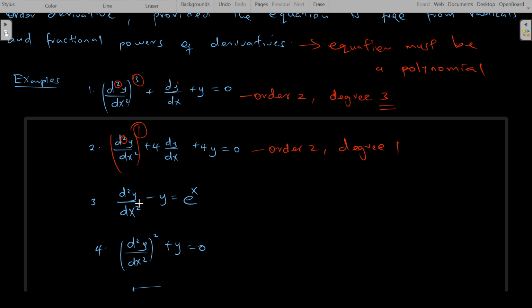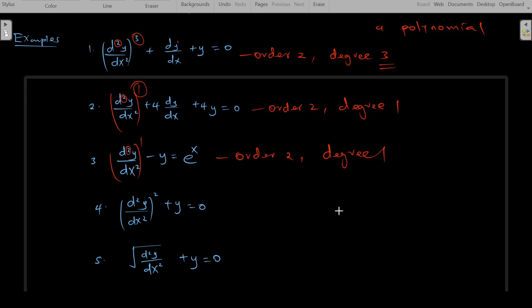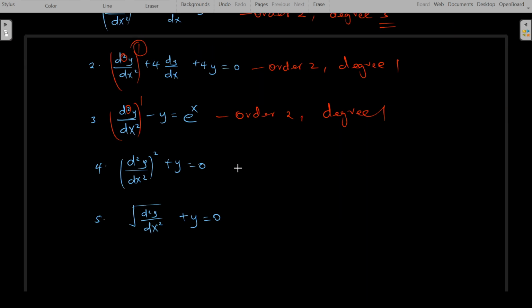For this example, the top level derivative here is 2, so it has order 2, and the power of this top level derivative is 1, so it has degree 1. The same applies here: the top level derivative is 2, so it has order 2 and degree 2, because the power is 2.